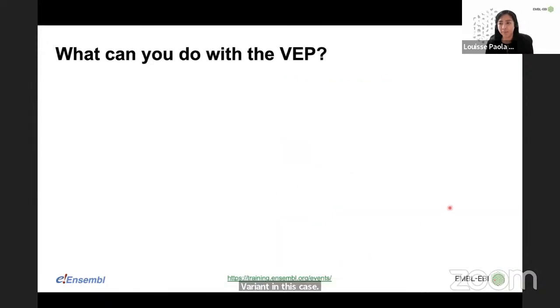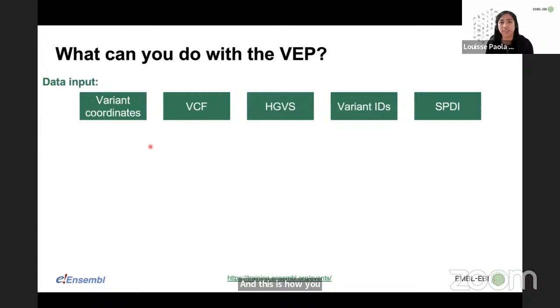And this is how you use VEP. First, you need to input your data in one of these different formats. I will show you where you can find descriptions of these formats during the demonstration, but these have to be in either variant coordinates, which would be the Ensembl variant default format. We also accept the VCF, the variant calling format, which is a very standardized format, and most of your variants would come in this type. We also accept HGVS, variant IDs, and SPDI notation.